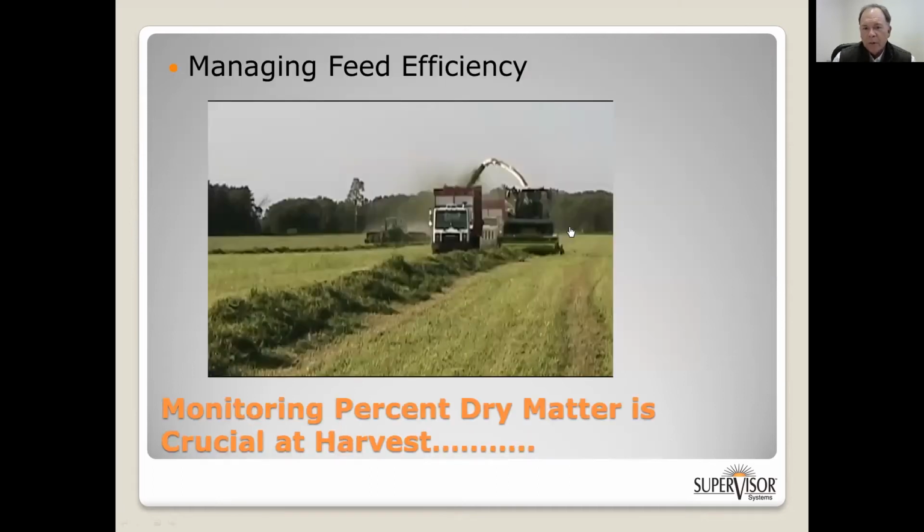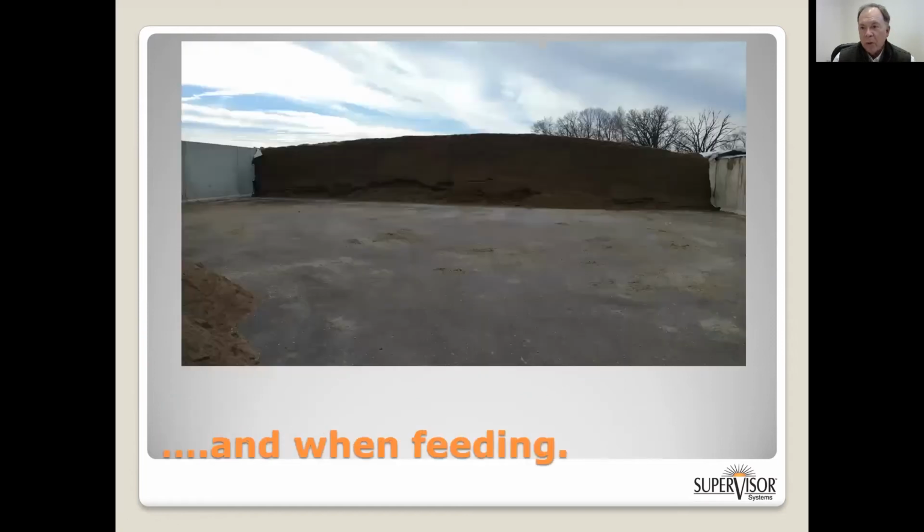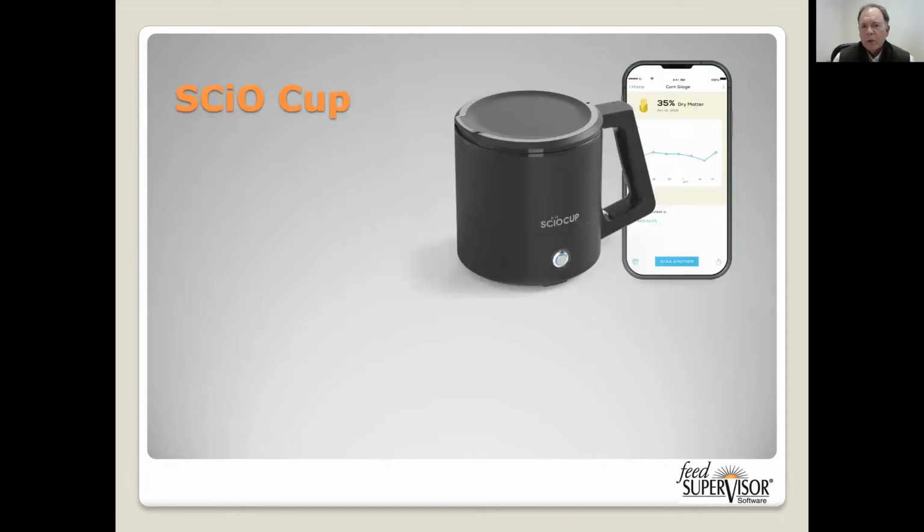The other part of feed efficiency that is crucial is that we understand what the dry matter levels of our forages are, not only at harvest, but also at feed out. Now, managing dry matter levels of feeds can be very time consuming. But we think we've found the real answer to that issue with SIO-Cup.